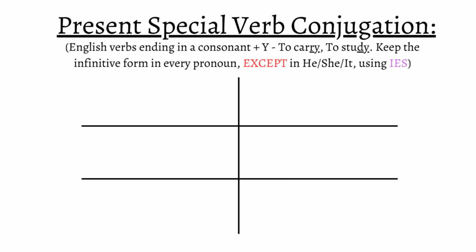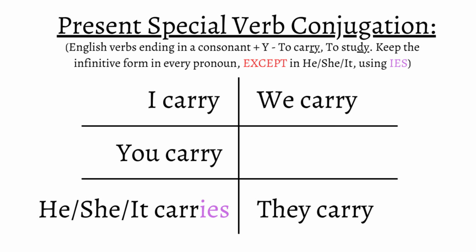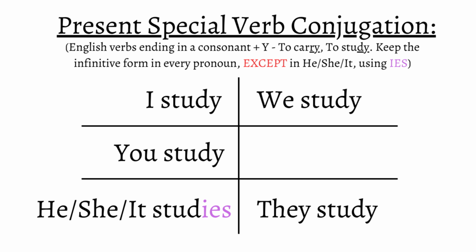Aside from this rule, you can also find English verbs that end in a consonant plus y, like to carry and to study. These verbs will also keep the infinitive form in every pronoun except in he, she, it, where ies will be used instead of s or es. I carry, you carry, he, she, it carries, we carry, and they carry. I study, you study, he, she, it studies, we study, and they study.